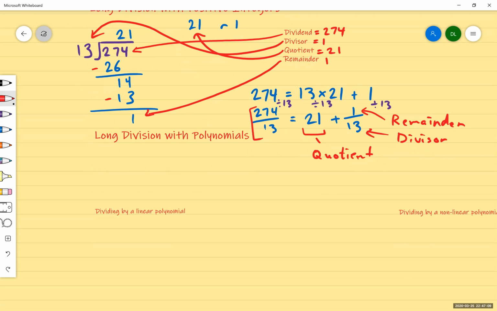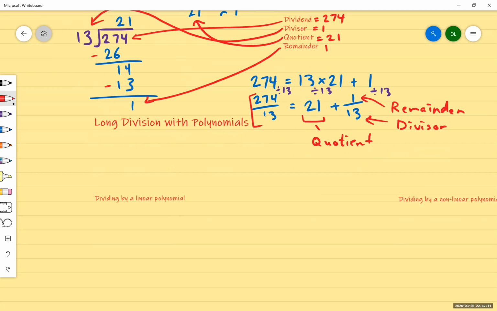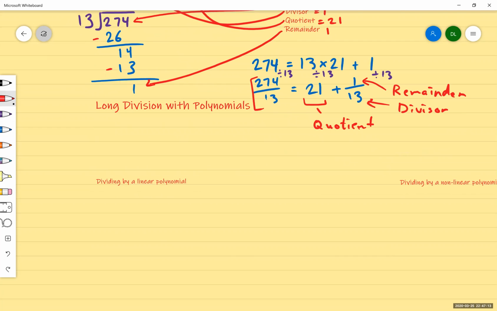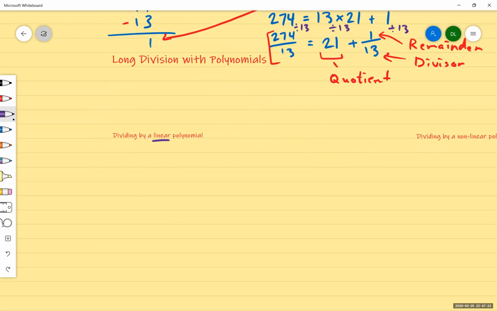First, let's look at long division of polynomials dividing by a linear polynomial. Linear means straight, so we have something to the power of 1, something like x minus 3, x plus 4, whatever it is. Let's use the example of x squared plus 7x plus 11, all divided by x minus 2. We know that's a linear polynomial because it's to the power of 1. So x to the power of 1 minus 2. Okay, so now the same idea goes.